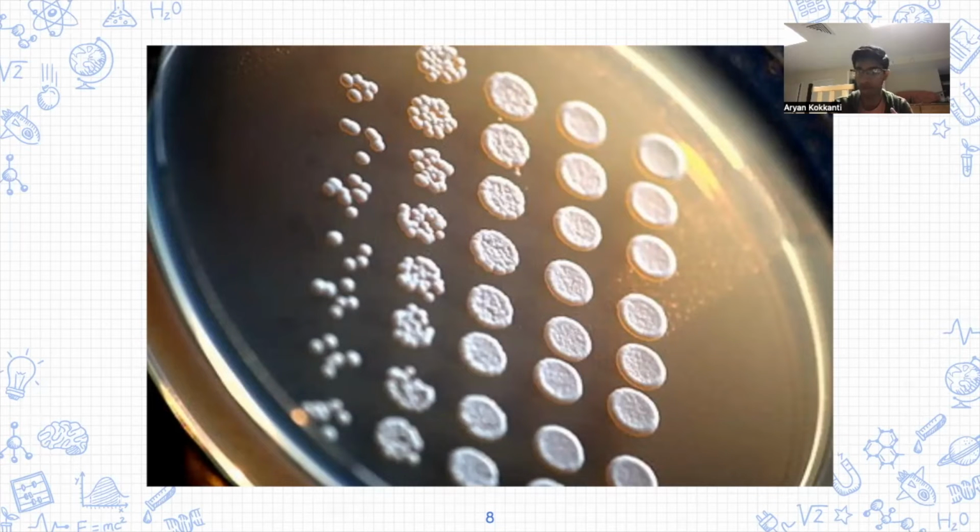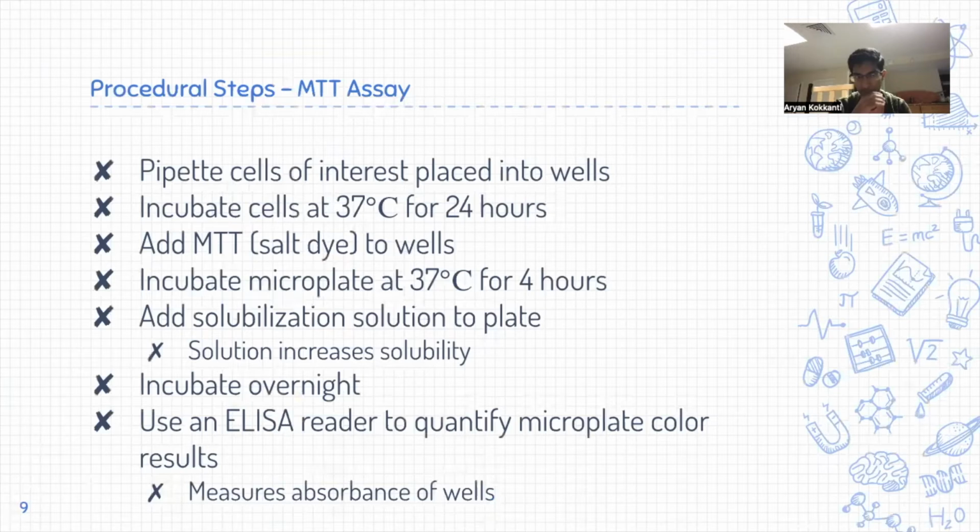So there's more electronic and computational means of doing this without manual counting. For example, the MTT assay. In this procedure, you can pipette cells of interest, it doesn't necessarily have to be yeast cells, into wells and then incubate at 37 degrees Celsius for 24 hours. You then add MTT, which is a salt dye, to the wells, incubate again for 4 hours, and then you add a solubilization solution, which just increases the solubility of the plate.